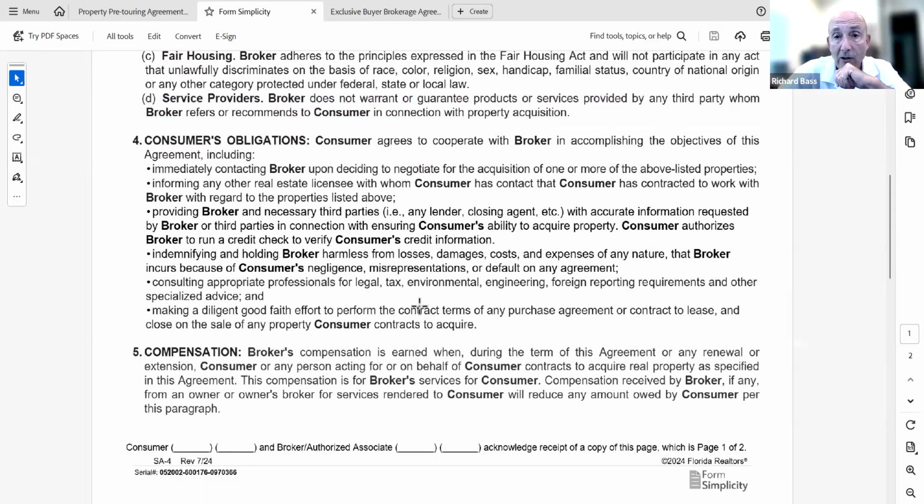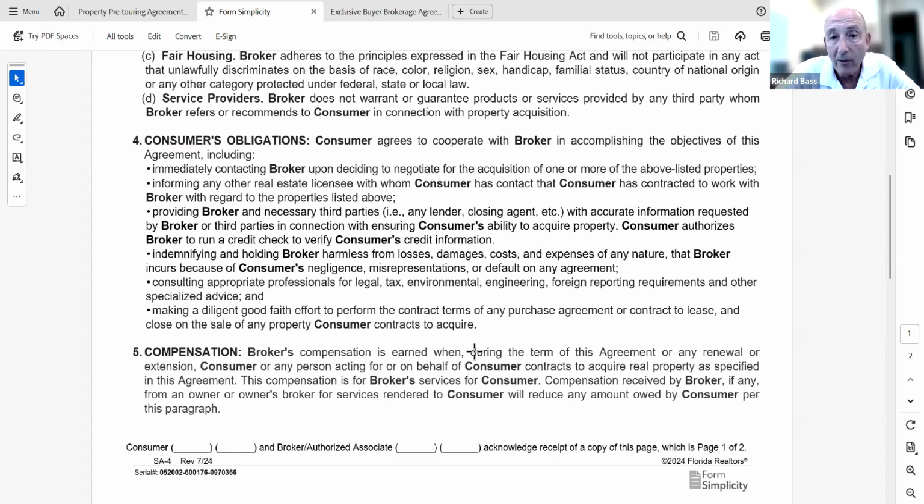Now, consumers' obligations. Well, they're going to cooperate with us in accomplishing the objectives of this agreement. If they find a property that they want to negotiate, want us to show them, they're going to tell us about it. They're going to provide us, lenders, and closing agents with accurate information in order to get this to closing. They're indemnifying and holding us harmless from losses, damages, costs, and expenses of any nature that the broker incurs because of their negligence, misrepresentations, or default under the agreement.